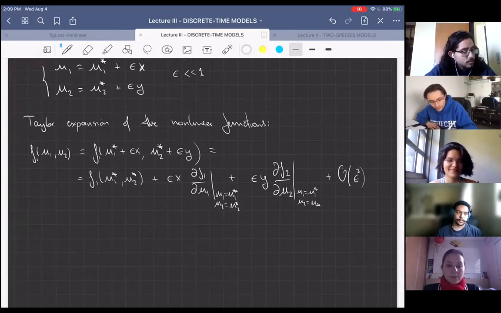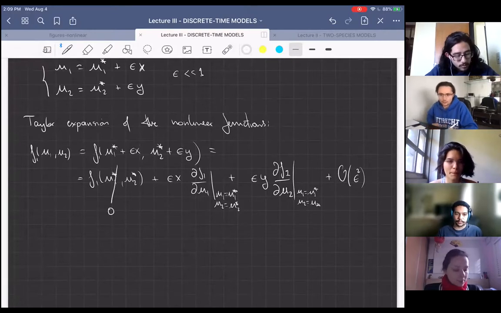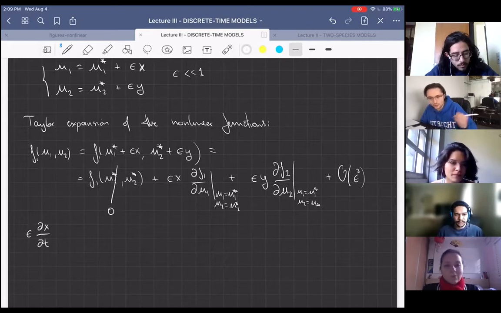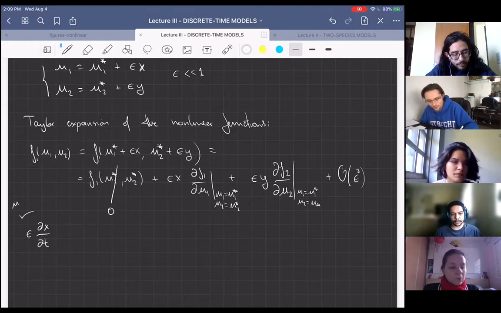So now again, of course, what I have now is that this is 0 because this is the definition of a fixed point. F1 in the fixed point has to be equal to 0. And now if I substitute this in my equation for U1, that I hope we all agree that I can already write it this way because the derivative of the fixed point is equal to 0, right? I am just using that U1 is equal to U1 star plus epsilon X and the derivative of this part is 0.